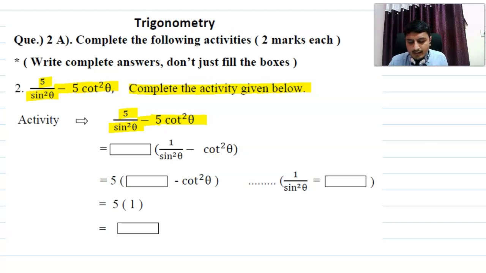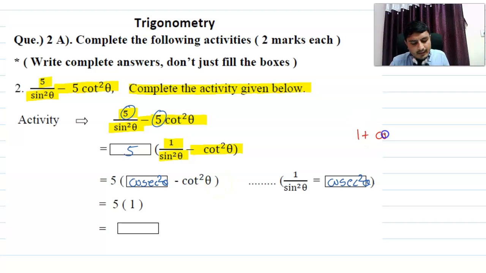Once we take 5 common from those two terms, we are getting 5 times, in bracket, 1 upon sin square of theta minus cot square of theta. Now we well know the reciprocal of sin theta is cosec theta, so 1 upon sin square of theta we can write as cosec square of theta. So we are getting 5 times, in bracket, cosec square of theta minus cot square of theta.